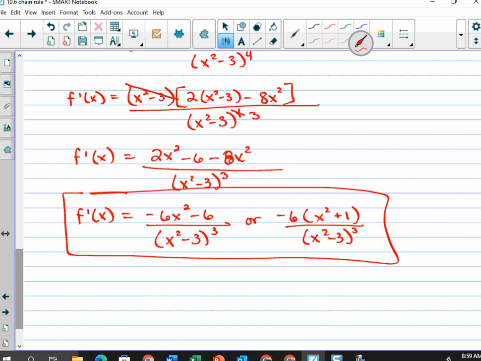Can you see it? Okay. Let's make sure everybody's caught up. It's a lot of simplifying. It is. Oh my god.